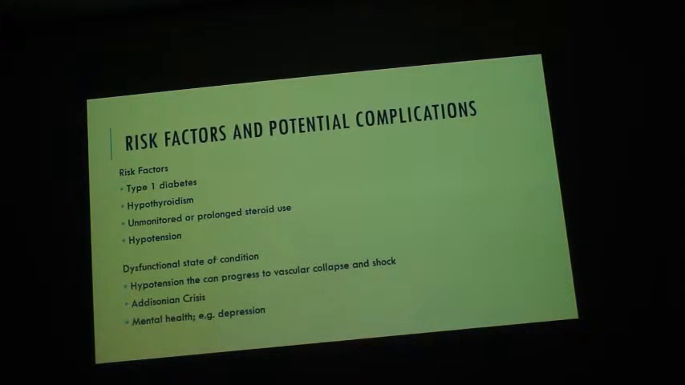The dysfunctional state of the condition is hypotension, which can progress to vascular collapse and shock. Addisonian crisis involves life-threatening symptoms that occur due to a lack of cortisol. They experience weakness and mental confusion, abnormal heart activity, fever and abdominal tenderness, sudden drop in blood pressure, convulsions, and coma. Treatment must be immediate, and it usually involves cortisol injection and fluids to stabilize fluid and electrolyte balance.